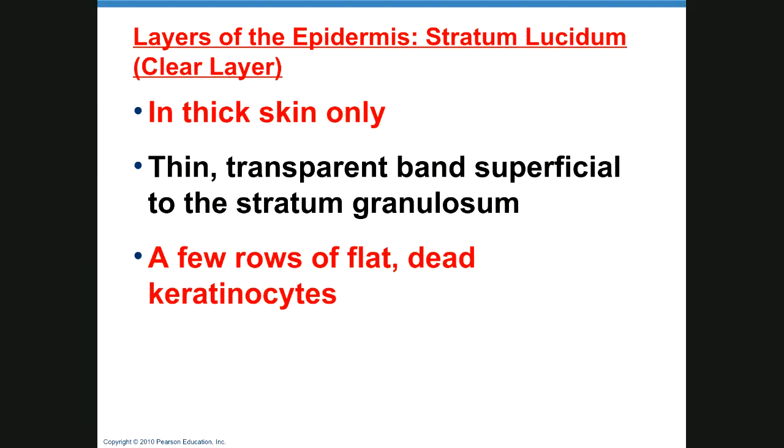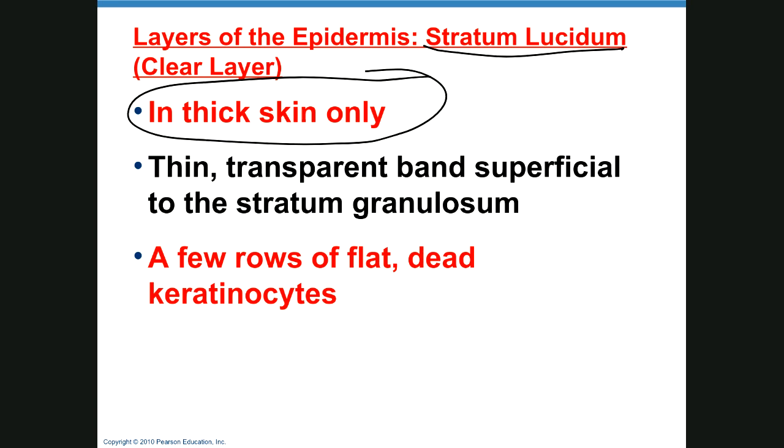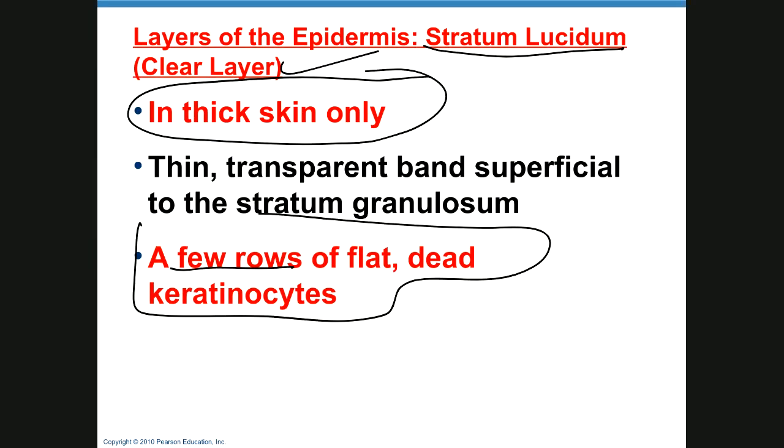The layer superficial to the stratum granulosum is the stratum lucidum. This is the layer that is only found on thick skin. It is a clear layer. And at that point, the cells are a few rows of flat, dead cells. So these are dead keratinocytes. They still look like cells, however, and so they haven't lost their shape yet.